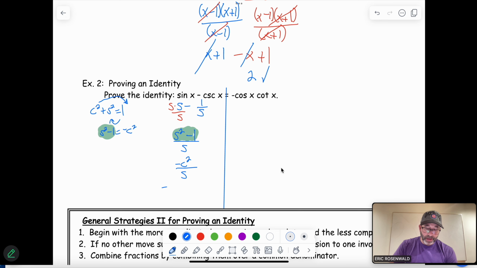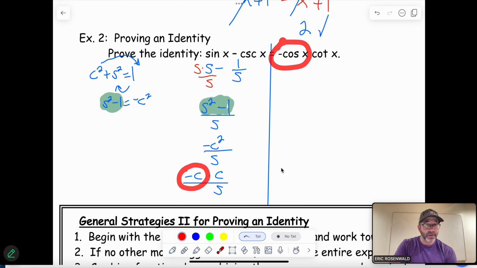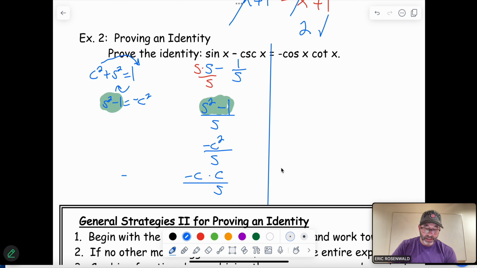If I break this up, I have a negative c, and then I have another c, and it's over this s like we have here. Think about what happens here. This s, or this c, matches up with this c right here, that cosine. And this c over s right here, believe it or not, matches up with that cotangent, because cosine divided by sine is, in fact, cotangent of x. And these are equal. And now that matches our right side.